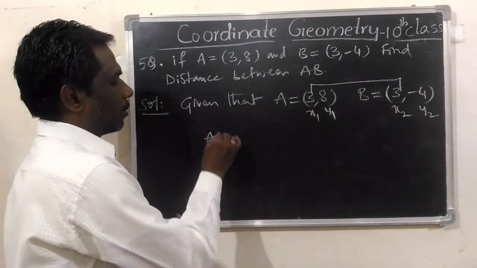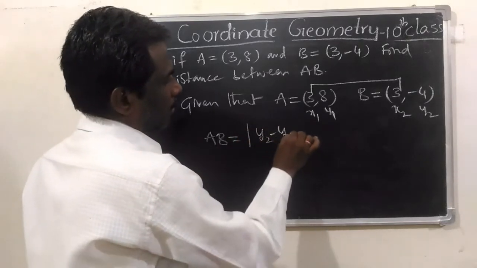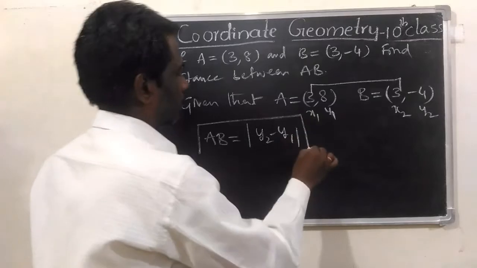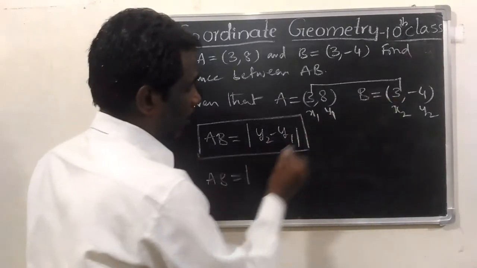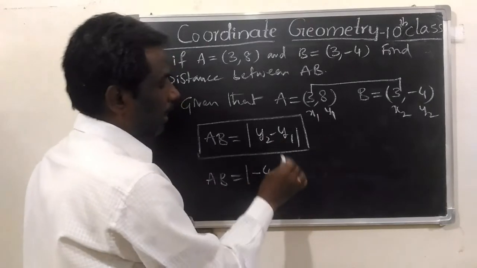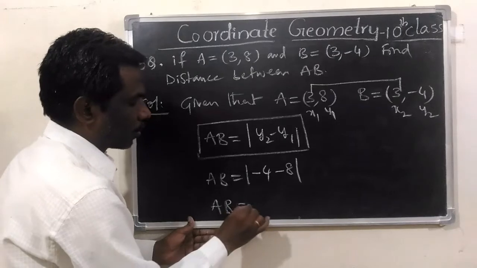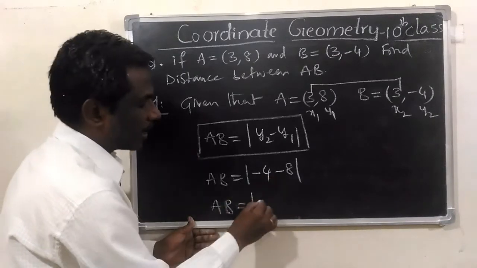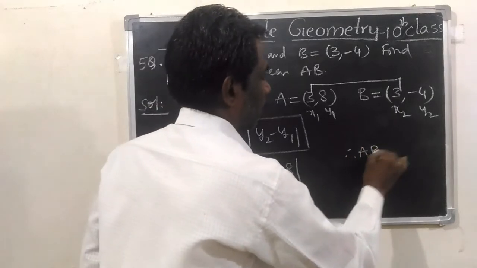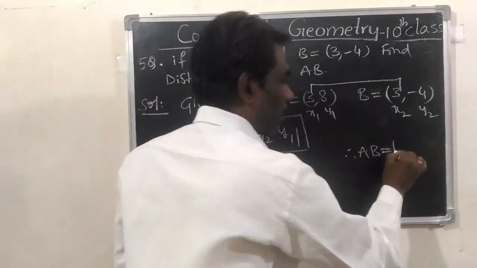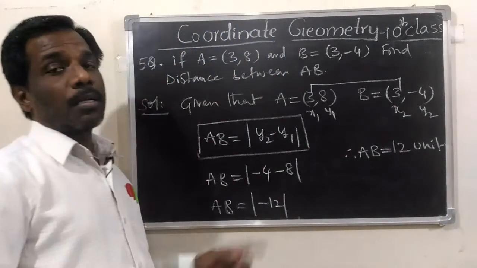That's why we can use the formula AB is equal to mod y2 minus y1. AB is equal to mod y2. y2 is minus 4, minus y1. y1 is 8. AB is equal to mod of minus 4 minus 8, which is minus 12. Therefore, AB is equal to mod minus 12, which is 12 units. The distance between AB is 12 units.